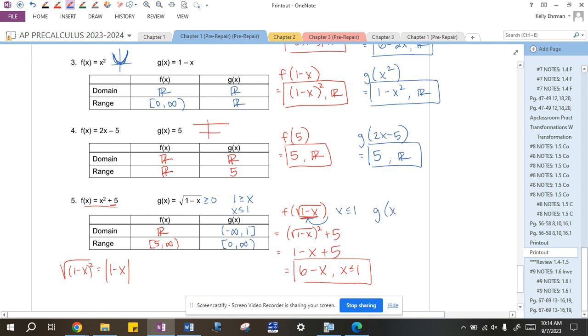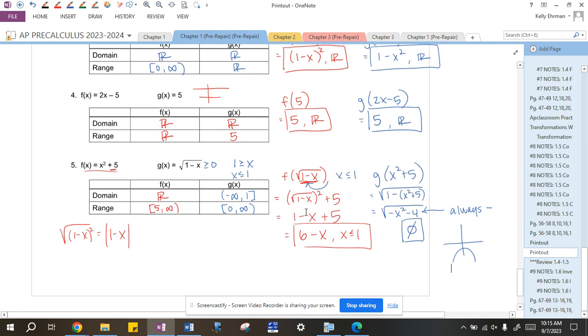G of x squared plus 5 will be the square root of 1 minus the quantity, x squared plus 5. This becomes what? 1 minus x squared minus 5, so negative x squared minus 4. Now this graph can't exist because this negative x squared minus 4 is always negative. Think about that graph. Looks like that. You'll never be able to square root any of those outputs. So g of f of x actually doesn't exist.